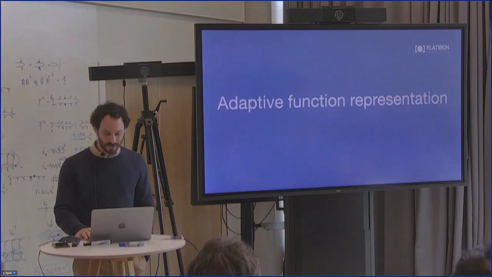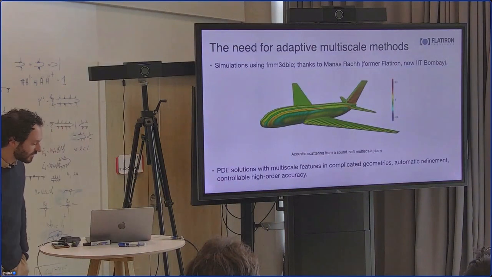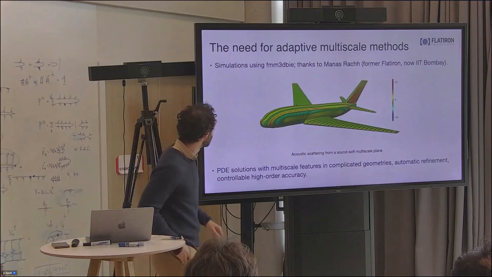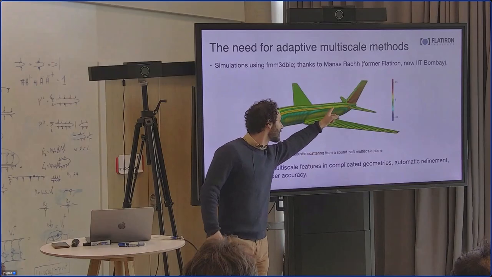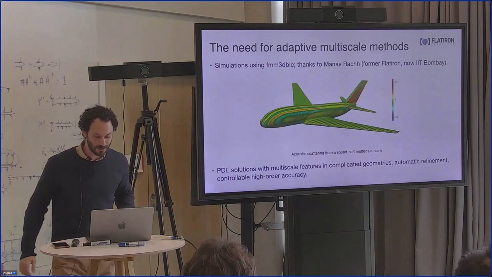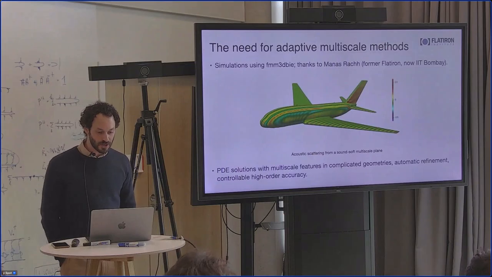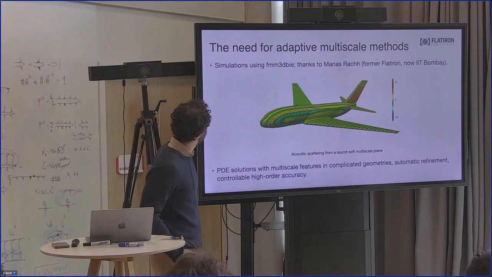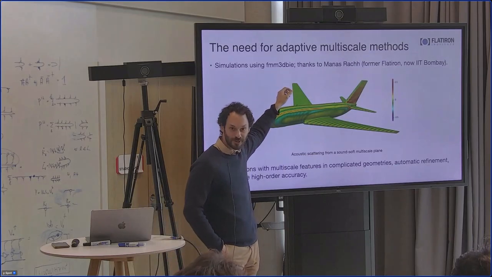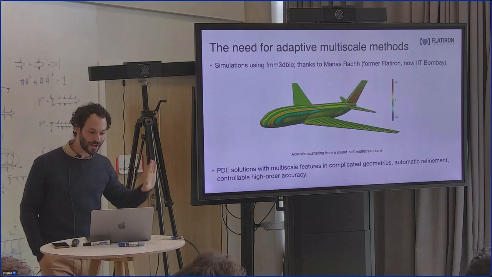So let's start with adaptive function representation. People want to do things like solving PDEs on intricate geometries with large features, and also very localized features, multi-scale problems. I have a sequence of pictures which were provided to me by Manas Rachh, who used to be with me at Flatiron, using this software called FMM3D BIE, which implements the fast multipole method using boundary integral equation reformulations of PDEs. And we'll see what FMM is, at least.